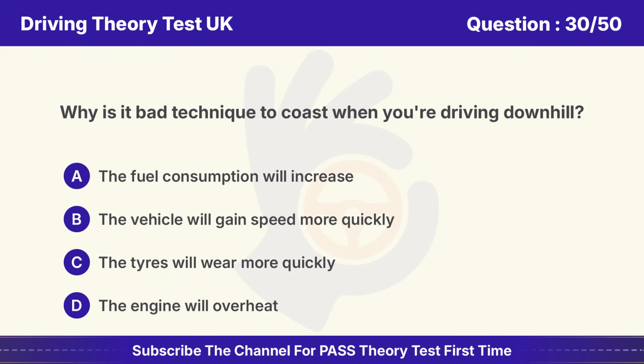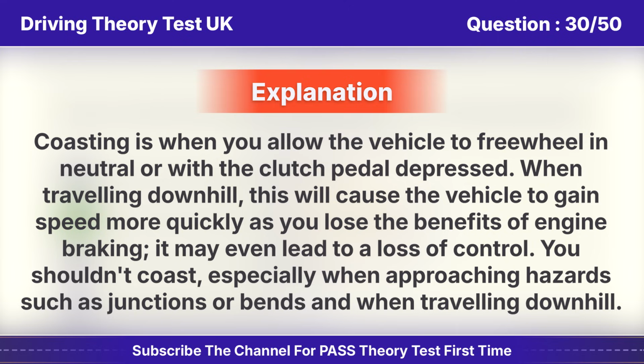Question 30. Why is it bad technique to coast when you're driving downhill? Answer is B. The vehicle will gain speed more quickly. Coasting is when you allow the vehicle to freewheel in neutral or with the clutch pedal depressed. When traveling downhill, this will cause the vehicle to gain speed more quickly as you lose the benefits of engine braking. It may even lead to a loss of control. You shouldn't coast, especially when approaching hazards such as junctions or bends and when traveling downhill.